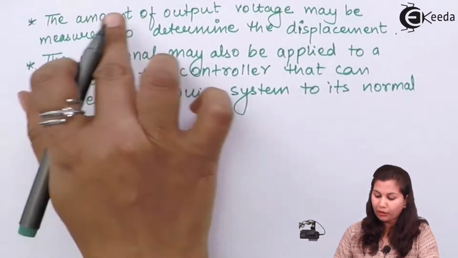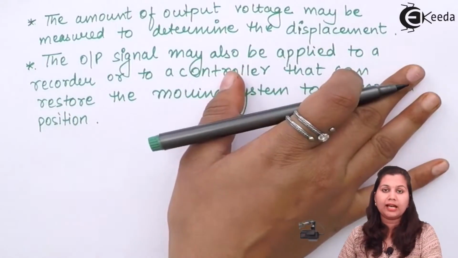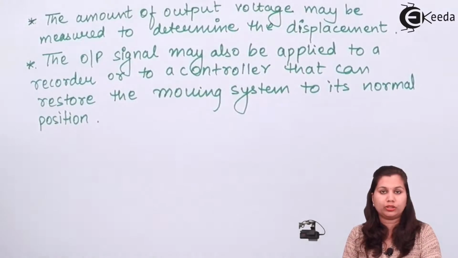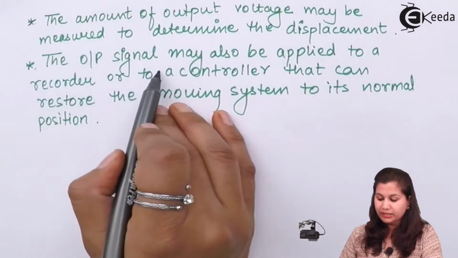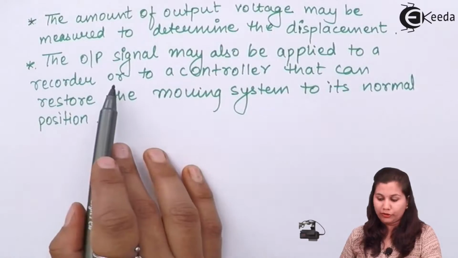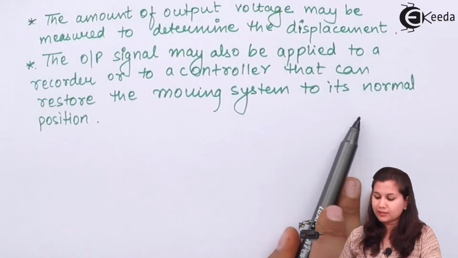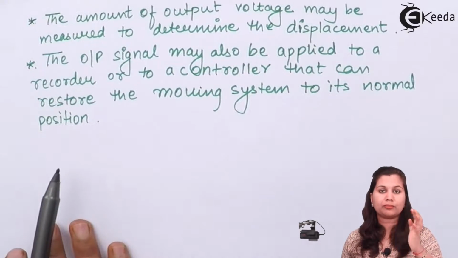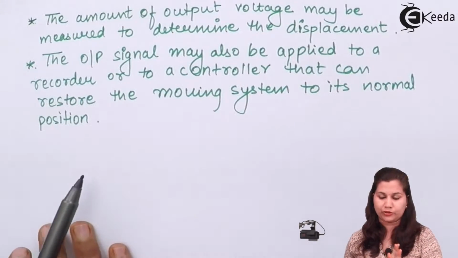So the output voltage may be measured to determine the displacement, and this output voltage will be proportional to the displacement, linearly related with each other. Also this output signal may be applied to a recorder or to a controller, so that it can restore the moving system to its normal position, so that after the measurement, the soft iron core comes back to its null position.